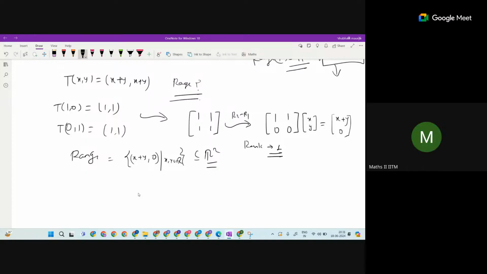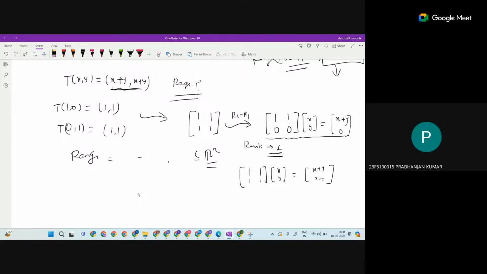Not here, sorry. So I just take that matrix and multiply it with this one. You'll get x plus y, x plus y. This is the same range here. Whatever you have, you just need to write it in the set form.